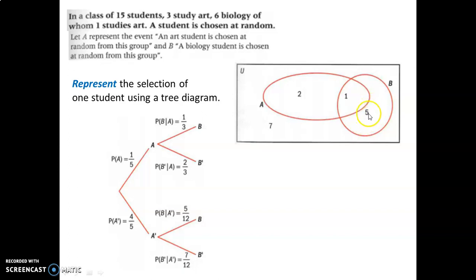5 out of the not art group, which is all these students out here outside of the A circle. So 5 biology students in this part here, not all 6, but just 5, because this one is an art student. So 5 here out of all these students on the outside of A, which is 12. So 5 out of 12 is there. And then if you chose not an art student, and then we're looking for not a biology student, so it's outside of both circles. So it's those 7 remaining students that are both not art and not biology, so 7 out of 12 students. 7 out of the 12 non-art students.